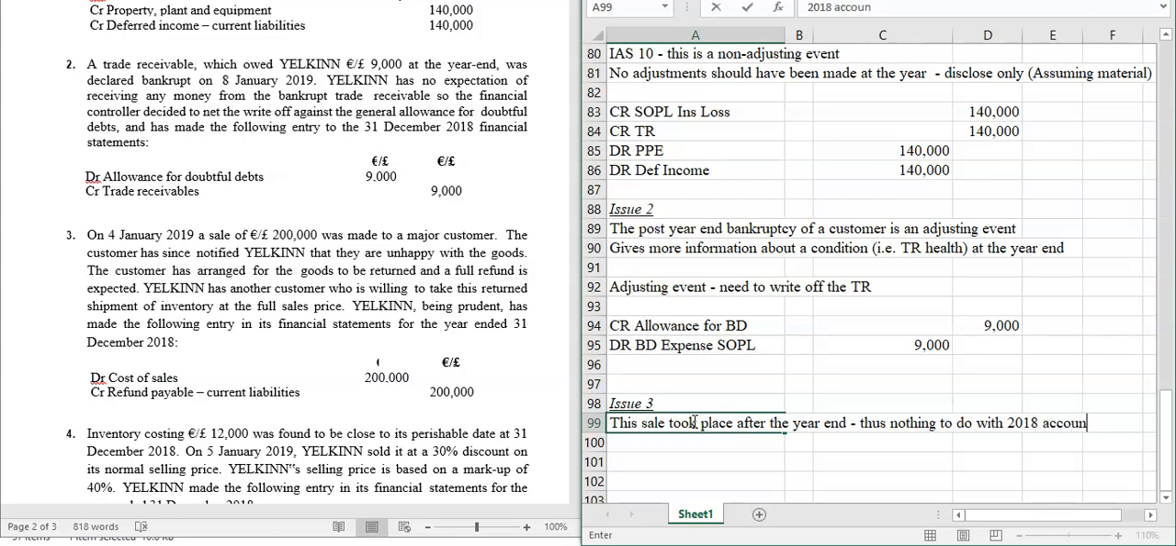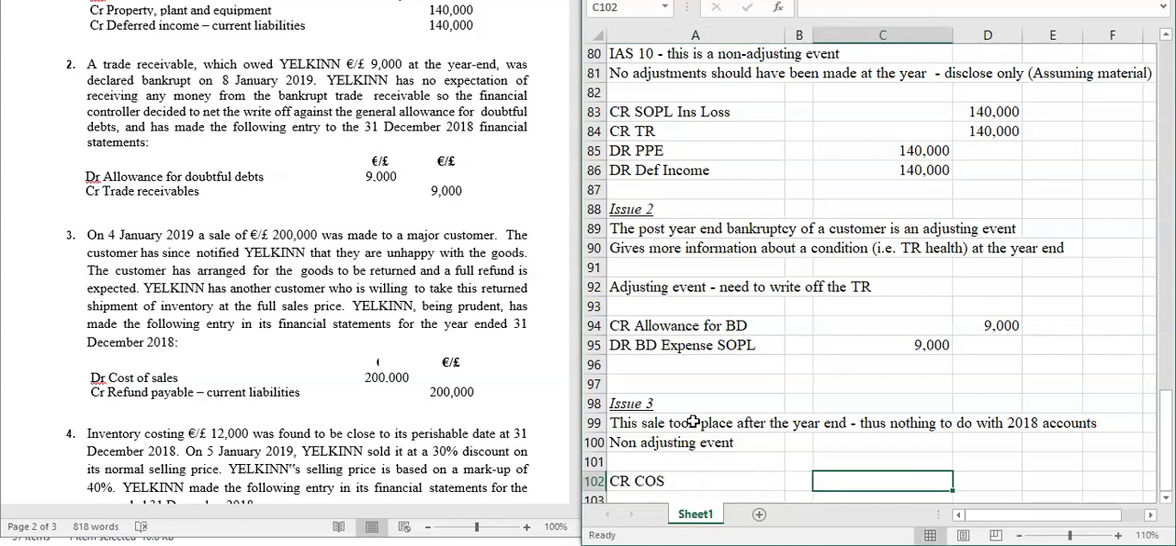So in this case, this is a non-adjusting event. The return is a non-adjusting event. The sale is a non-adjusting event. It's nothing to do with 2018 accounts. If the sale took place and you might think, well, I expected the return to come back, you might adjust for it. Whereas here, nothing relates to 2018. So they're incorrect to make the adjustments in 2018.